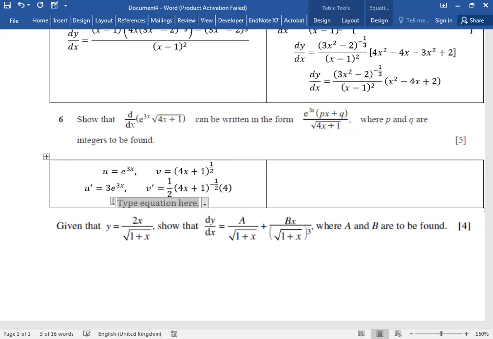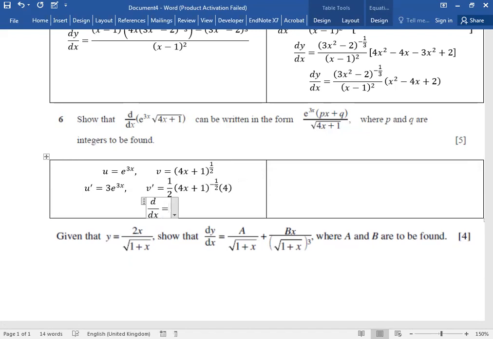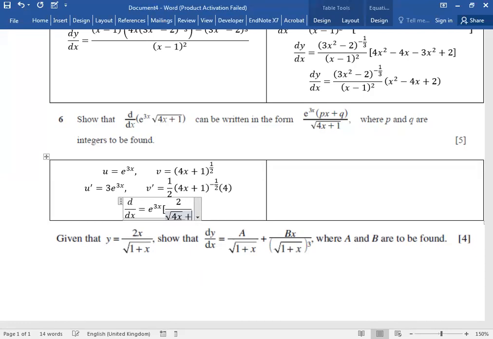Okay, so now the derivative d by dx is u into derivative of v, which is 2 into (4x plus 1). I'll just write it in this form, 2 over square root of 4x plus 1. सही है? Nothing to worry about. Plus v है 3e to the power 3x into square root of 4x plus 1. Is this right?